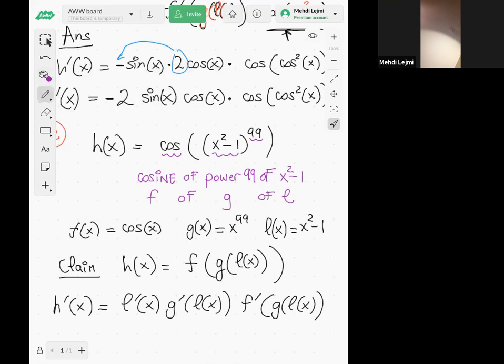This L prime of x, and then you have to find g prime of L of x, and then this f prime of g of L of x, right? Given that your f is this function, your g is this one, and your L is this one here. All right, so it's just the same way as the previous problem. Is there any question, guys?